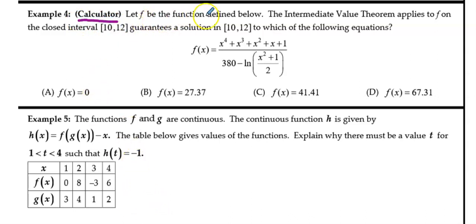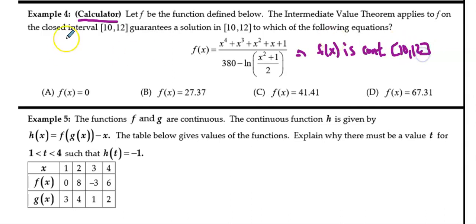It says let f be the function defined below. It tells us that the intermediate value theorem applies. That's awesome. If it tells you that IVT applies, the first thing that you can say is that this function, you know it already, has to be continuous on the interval that it's given to you.